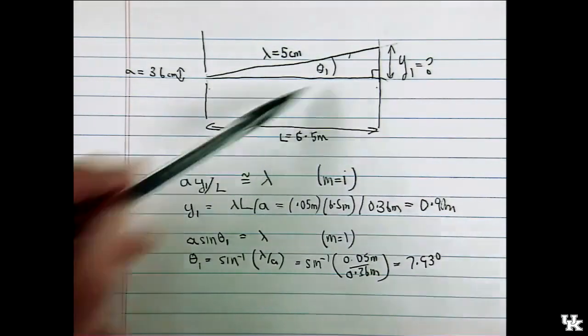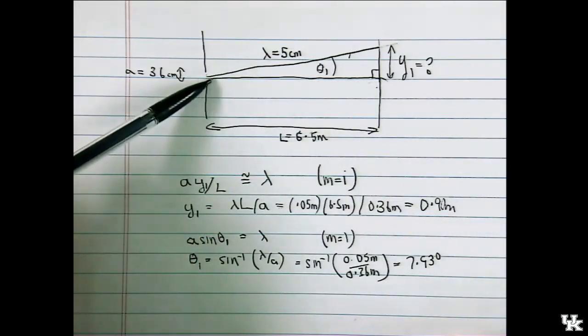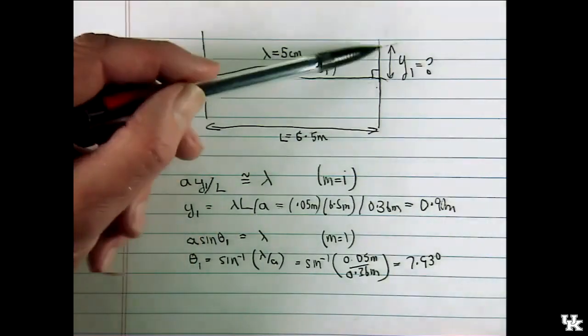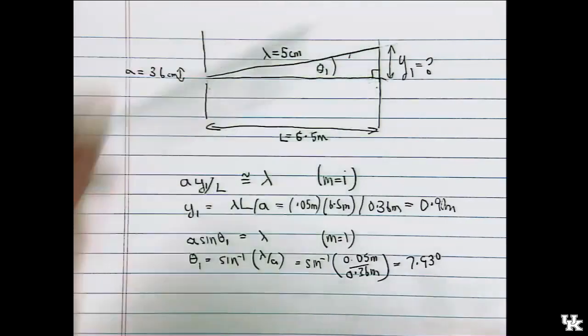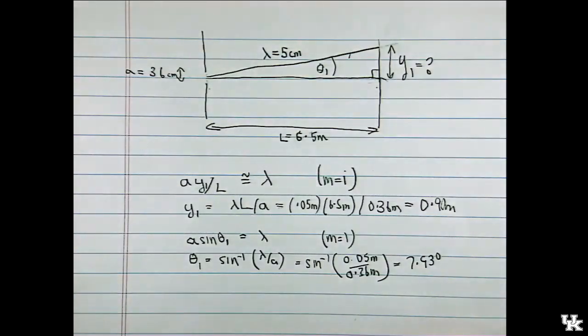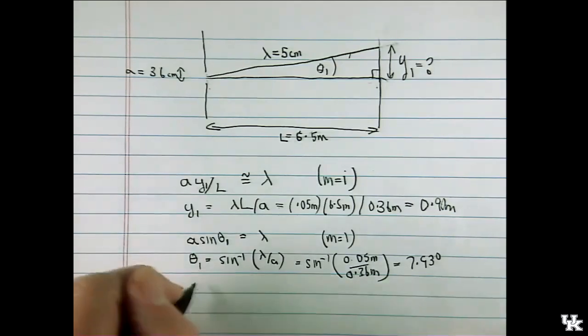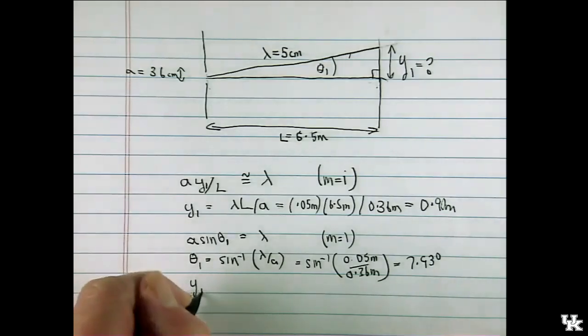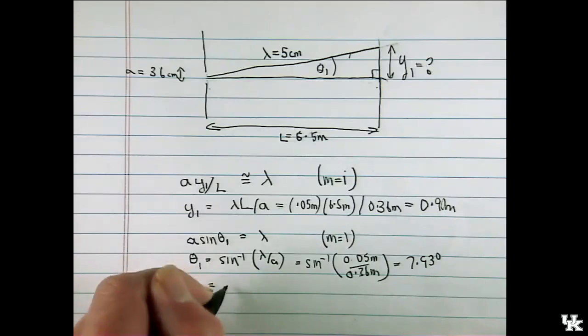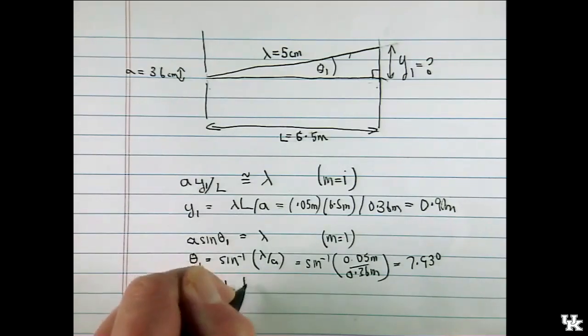We know the adjacent side of the triangle. We want to know the opposite side of the triangle. What's the trigonometric function that relates the opposite and the adjacent? I'm remembering it's tan: tan theta equals opposite over adjacent. Or I can write it as the opposite equals the adjacent times tan theta.